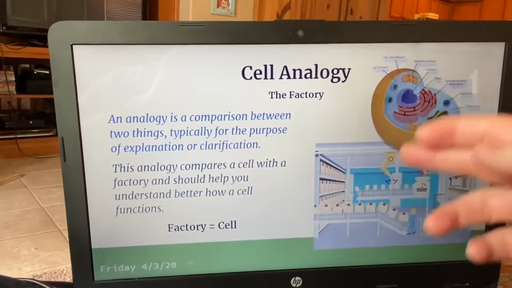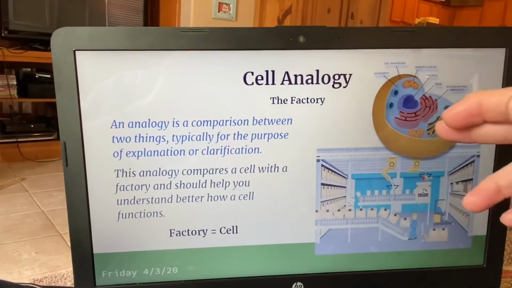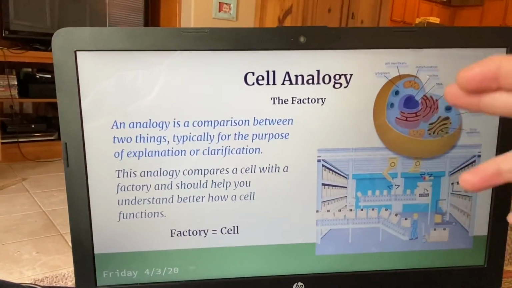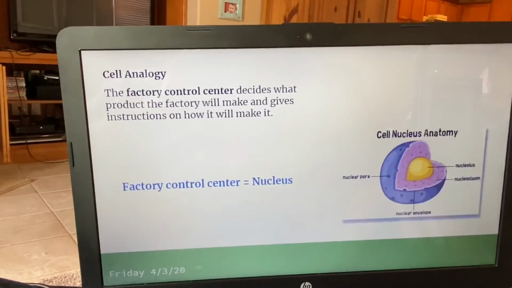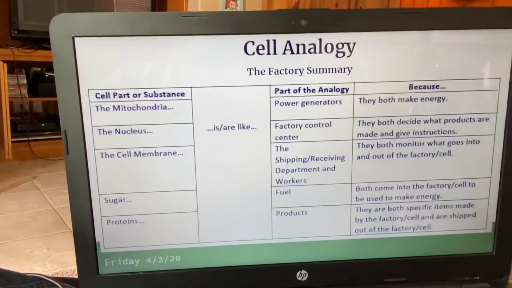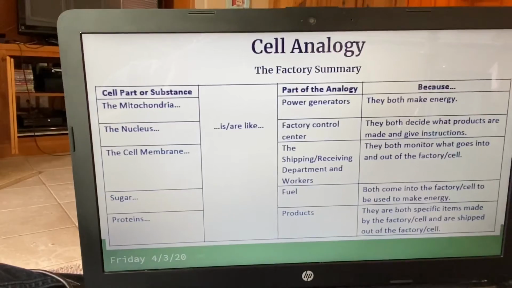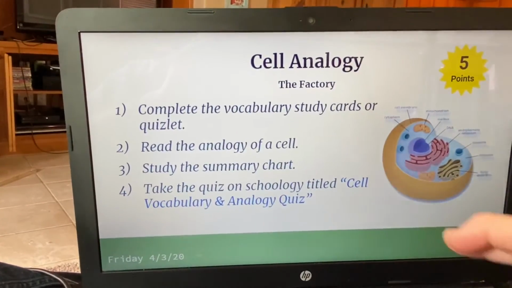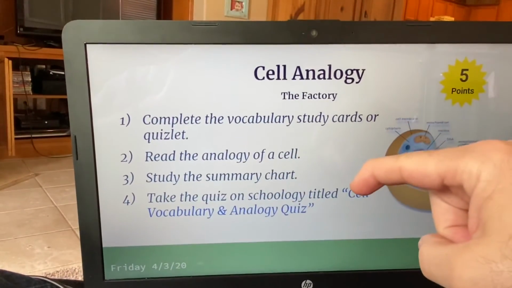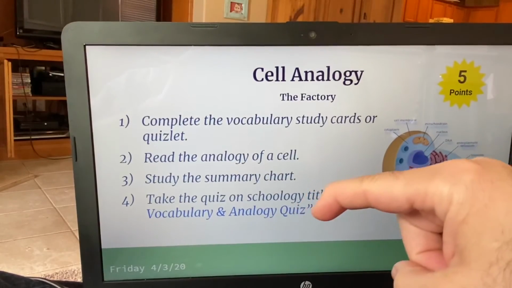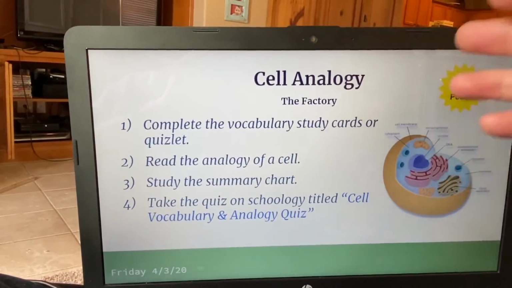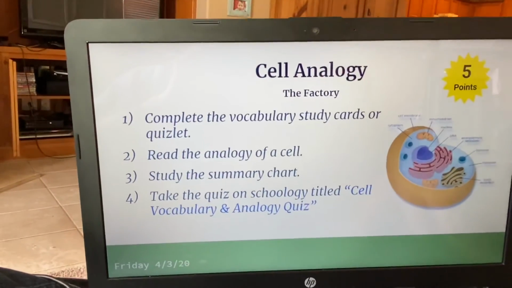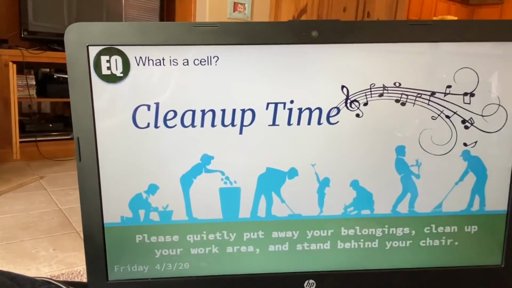And this is a really great way to learn the function of the different parts of a cell. Once you've gone through this cell analogy, here's a summary sheet that kind of goes over each one of them. And then finally you go to Schoology, take the quiz, cell vocabulary and analogy quiz. This is open book. You can use your notes, you can use these slides as you take the quiz. All right, and that's it for the week.